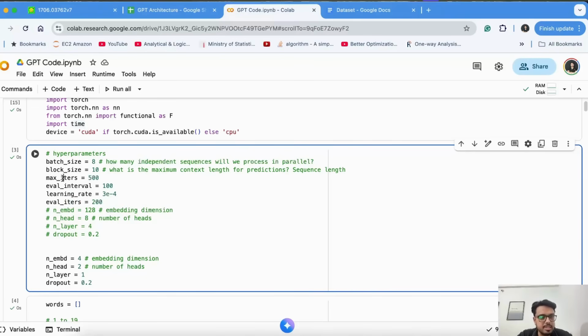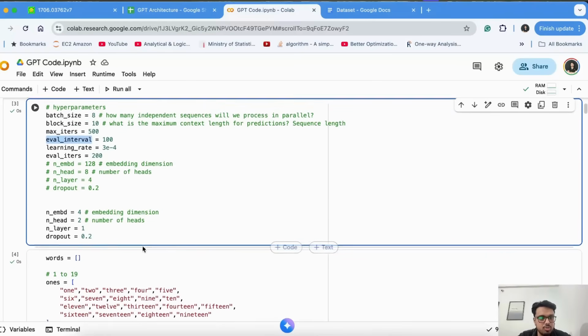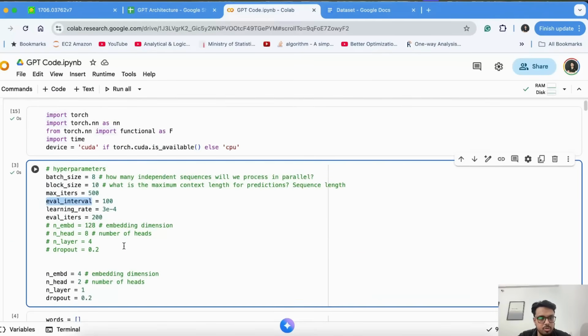These are all hyperparameters that are used during training and inference. Max iteration means how many iterations you will be doing for training that model, how many samples you are going to pass on, and so on. Eval interval is at what intervals you want to evaluate the loss. All of this will start making more sense once we go deeper into the code.